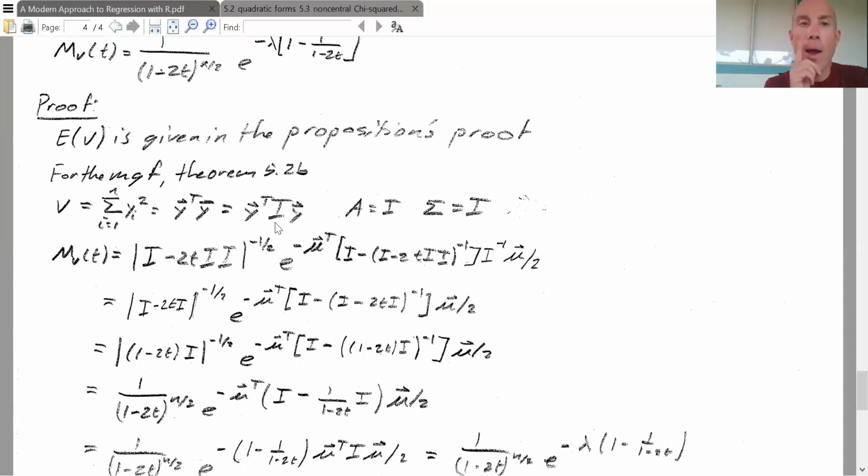Now, I remember, hey, we've got independence. Independence means that sigma is a diagonal matrix. Furthermore, we said that the variance was equal to 1, therefore sigma is equal to the I matrix. So now I'm going to take the formula that we've used several times at this point, replace A with I, replace sigma with I, and mu is going to stay the same.